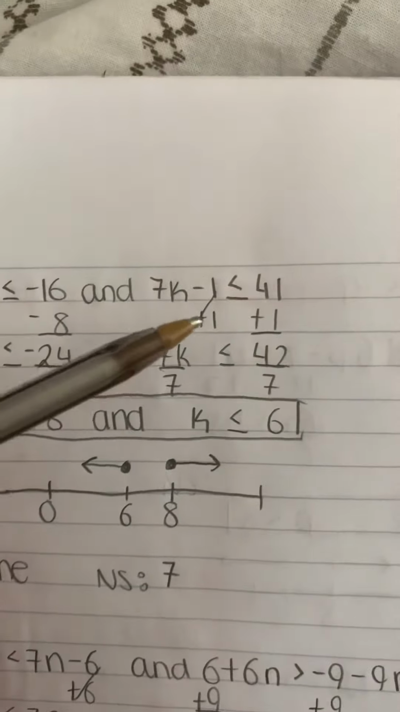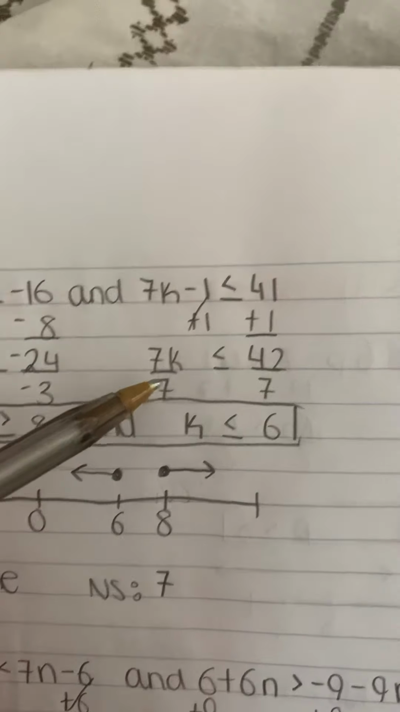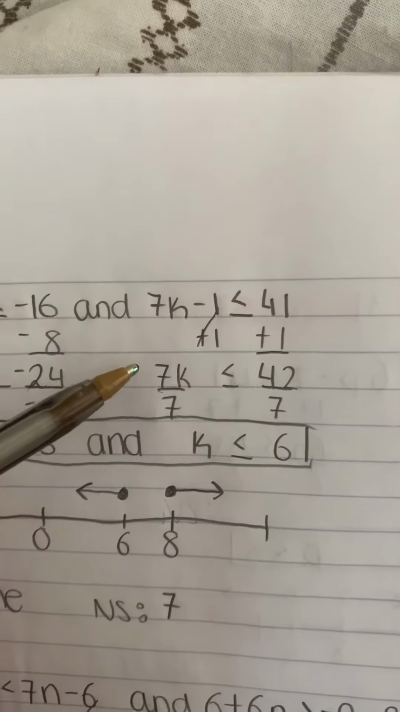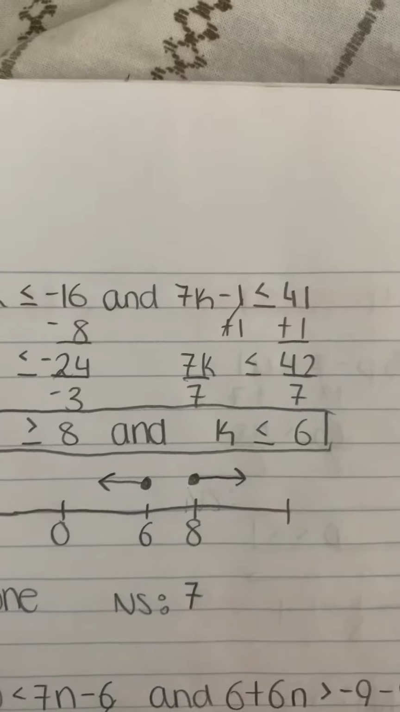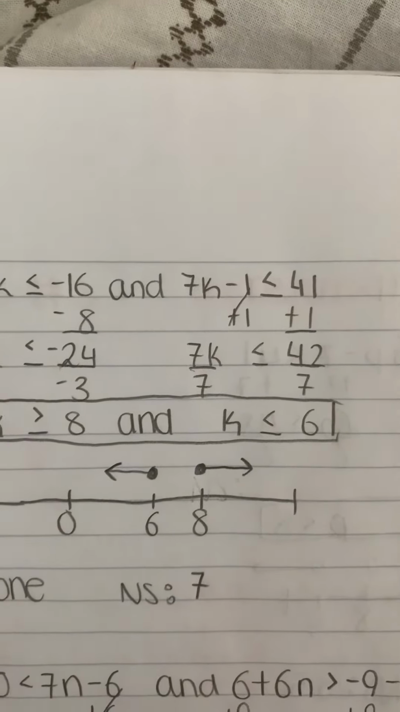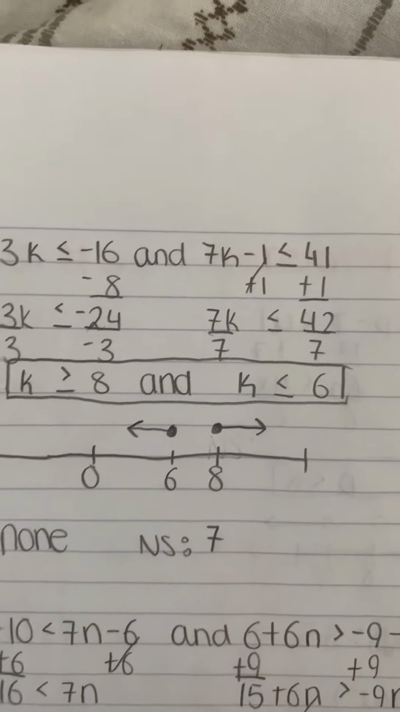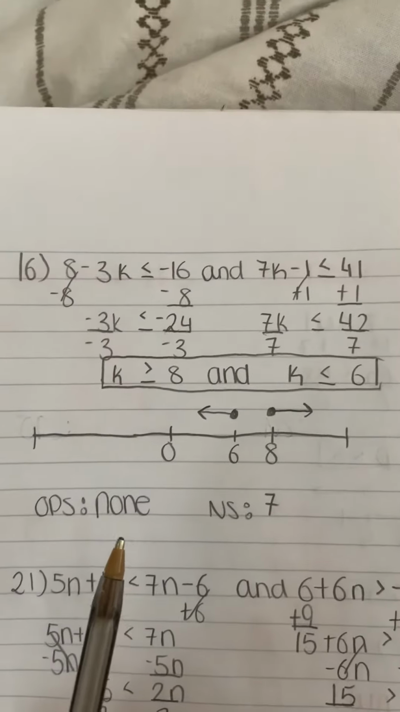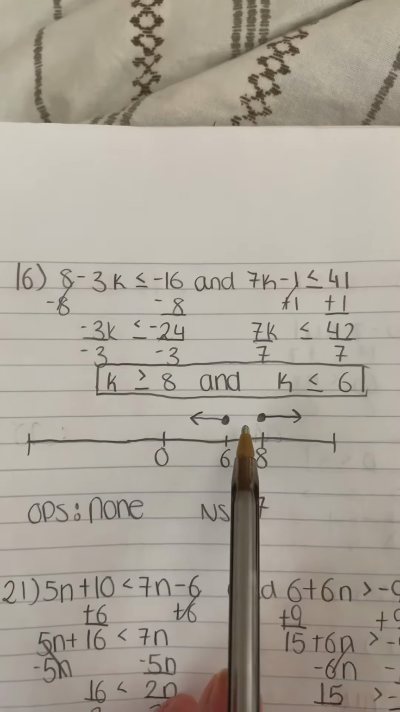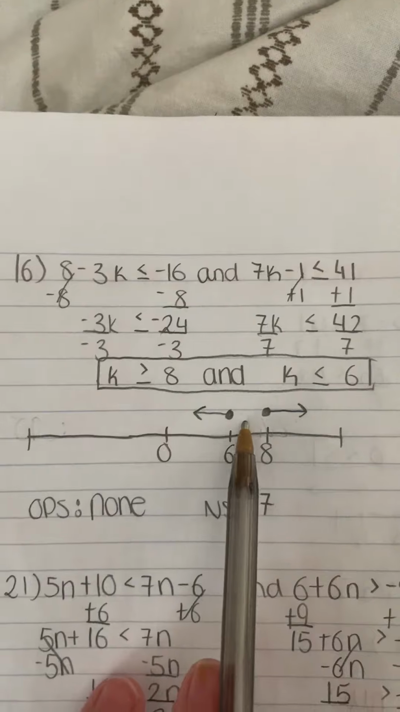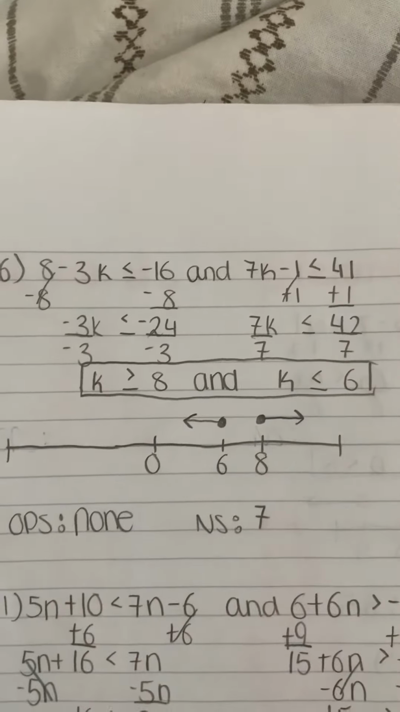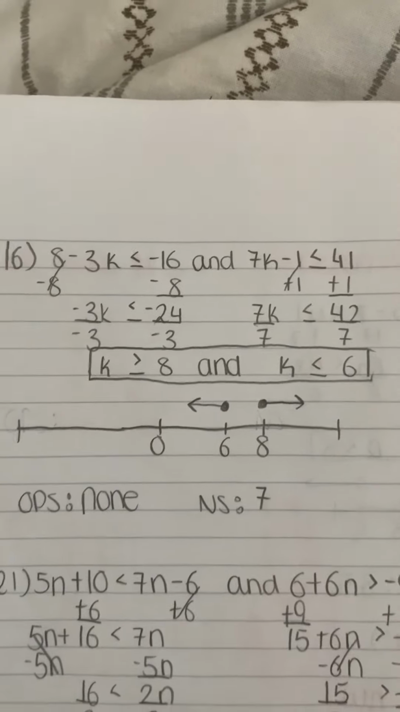Then on the other side, I added 1 on both sides, and then I got 7k is less than or equal to 42, divided by 7 on both sides to get k is less than or equal to 6. Here's the graph. There is no OPS because it's an "and" and there's a missing space, and NS would be 7.